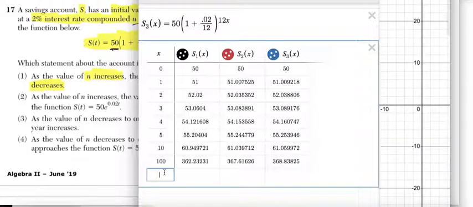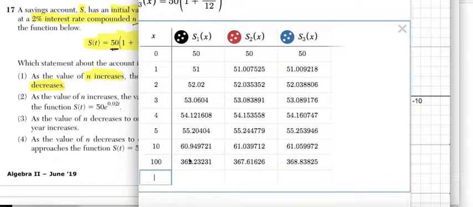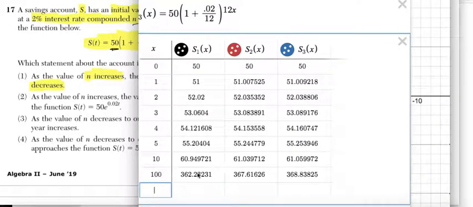Not a lot, apparently, right? You make $362.23 total after 100 years with the first option. That was once a year. Option 2, 4 times a year, you make $367.62. But with option 3, you make $368.84. So the truth is that as the value of n increases, the amount of interest also increases.